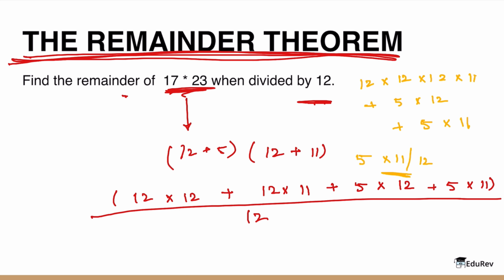So the answer is going to be what? 7. Now this is the remainder when 17 times 23 is actually divided by 12. So the remainder is going to be what? The remainder here is going to be 7.